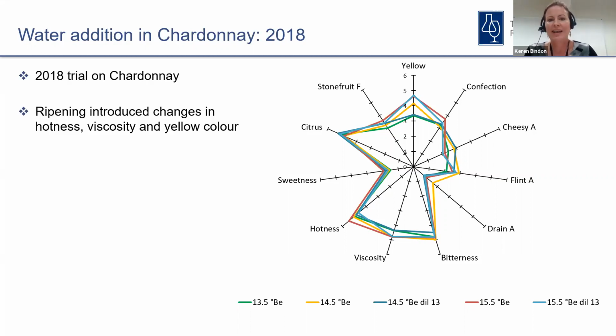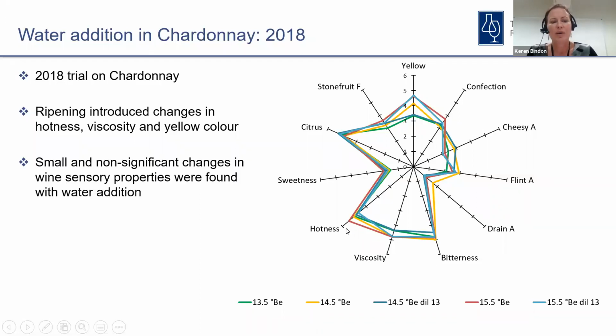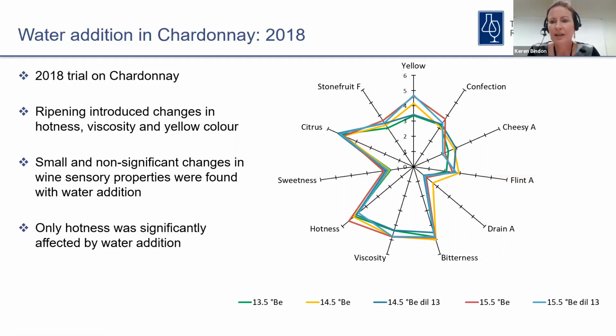So it is clear here that we see that trend in ripening. So we again had 13.5 through to 15.5 Baume. And with that ripening effect, we saw increases in yellow color, some increases in confection, and some increases in stone fruit, as well as the obvious increase in hotness as the grapes ripened up. But it was found really that when one looked at the actual significance of these sensory differences, that they were very minor. And the only real significant attribute which changed was hotness.